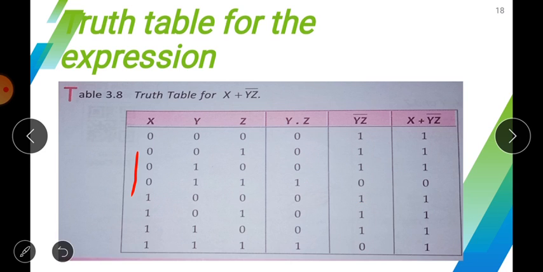Now moving forward, this part is calculated or done, and with this column you will have to find the OR operation with the x column.